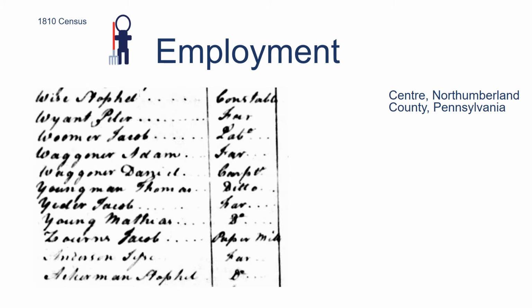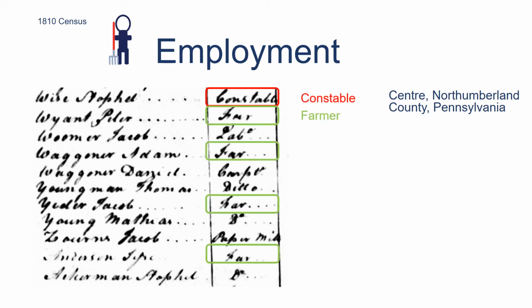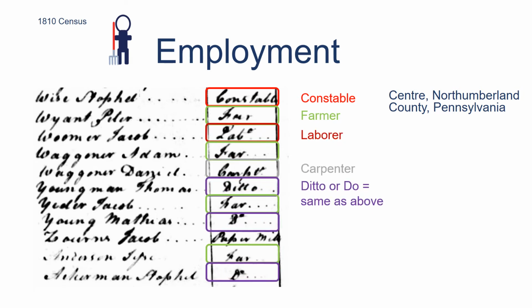Employment. Most of the 1810 census does not give any information on the person's occupation. This census taker in Center, Northumberland County, Pennsylvania, created a column and listed people's occupations. Constable, farmer, laborer, carpenter, ditto or do, same as above, paper mill.